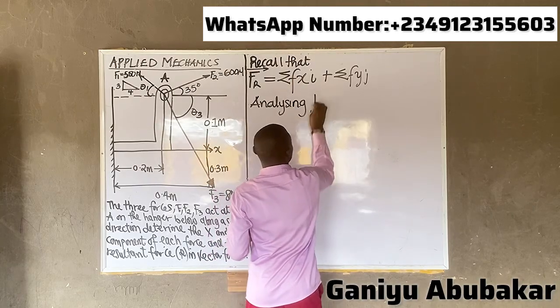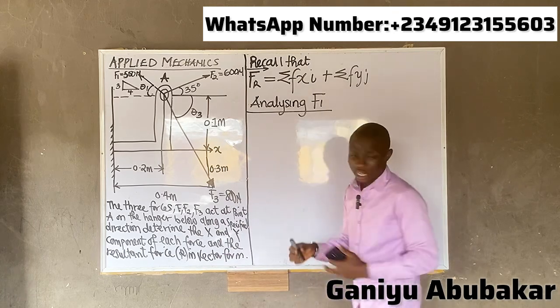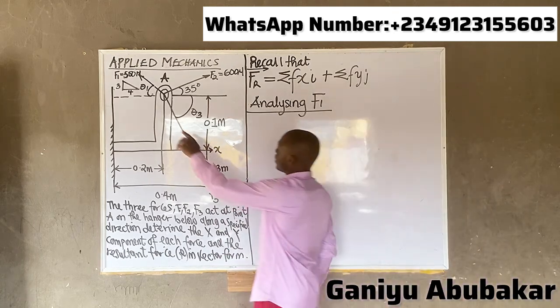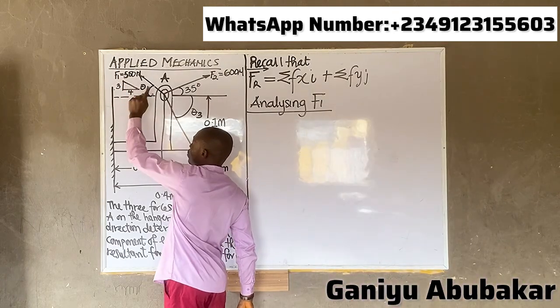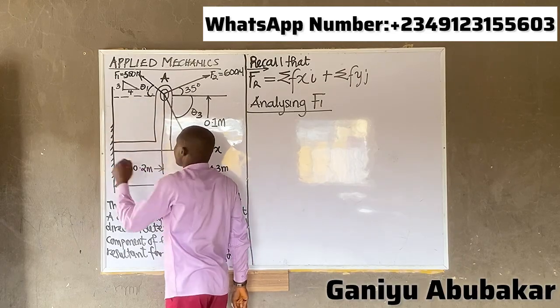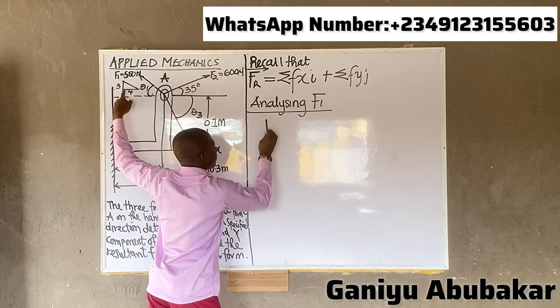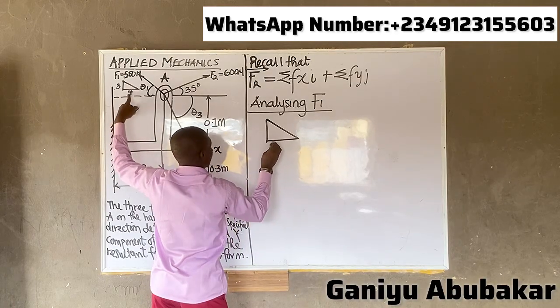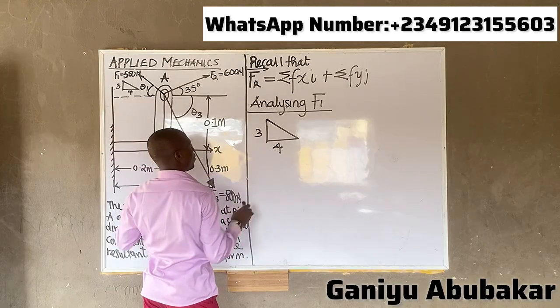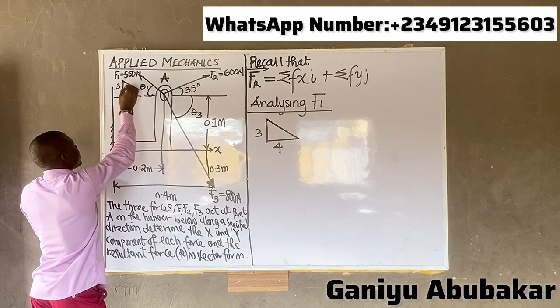So analyzing F1. Observe please, for F1, I want to look for the theta here. I know F1 as 500 Newton. I want to find a way to look for theta 1. Here's the idea. I'm given a right triangle. This side is given as 4 and here is 3, right? So let me call here theta.